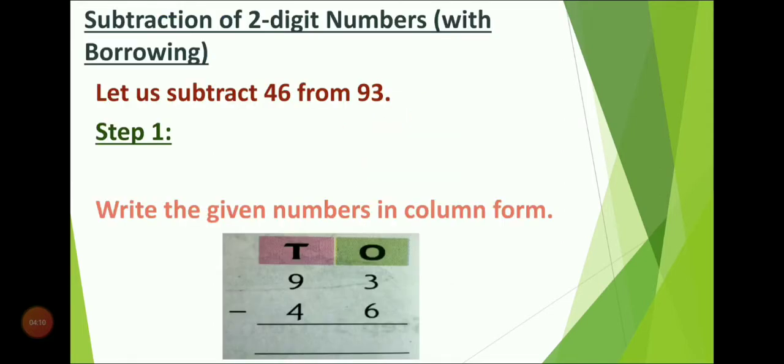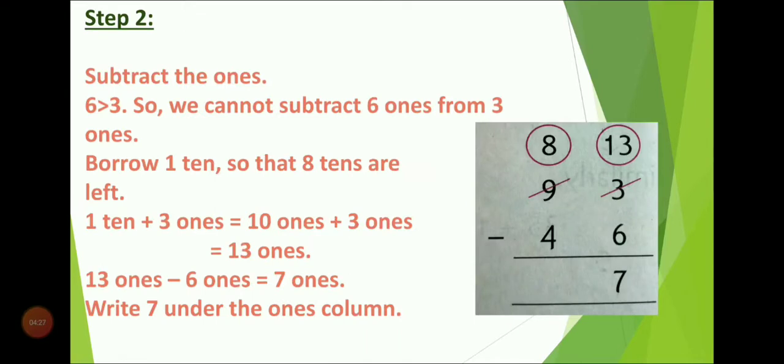Students, now let us study how to subtract two-digit numbers with borrowing. Let us subtract 46 from 93. First, we will write the given numbers in column form. Then, we will subtract the ones. Students, as you can see, 6 is greater than 3. So, we cannot subtract 6 ones from 3 ones. So, we will borrow 1 ten from 9.